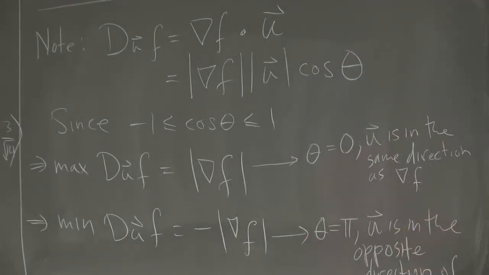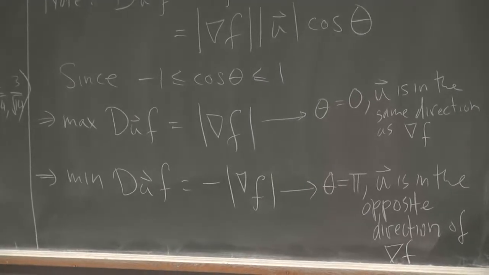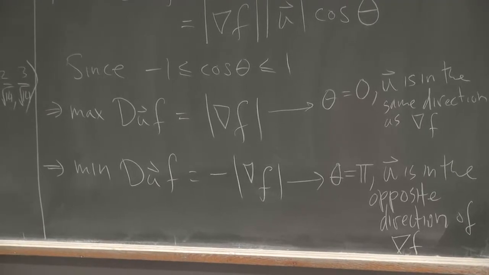Alright, so just by rewriting the dot product, we can actually tell the biggest and the smallest that this could be, and we can also tell what direction it will happen in.